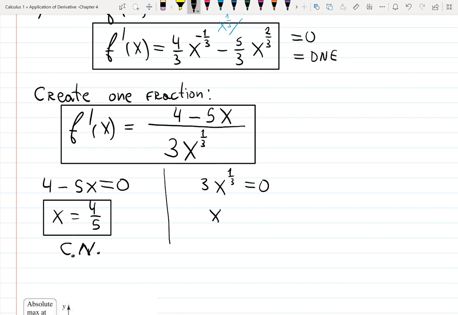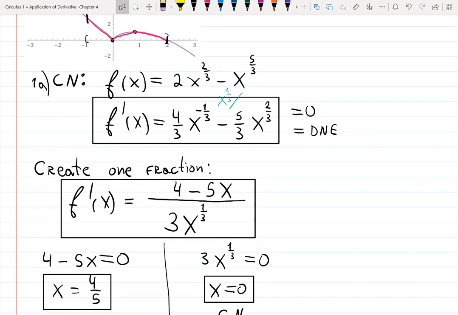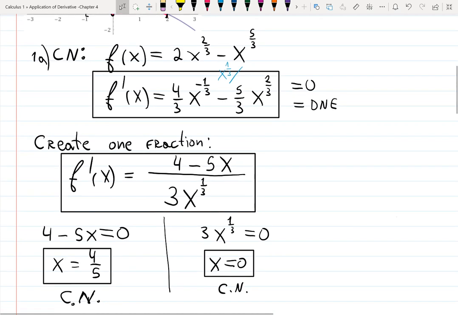For the second part, x equals 0 is the answer, right? Because when else is 3 times x raised to the 1/3 equal to 0? When x is 0. That's my second critical number. But this critical number came from making my derivative D and E, from making the denominator 0. So we are done with step 1a. 1a, if you remember, says find the derivative and then find all possible critical numbers from the derivative.